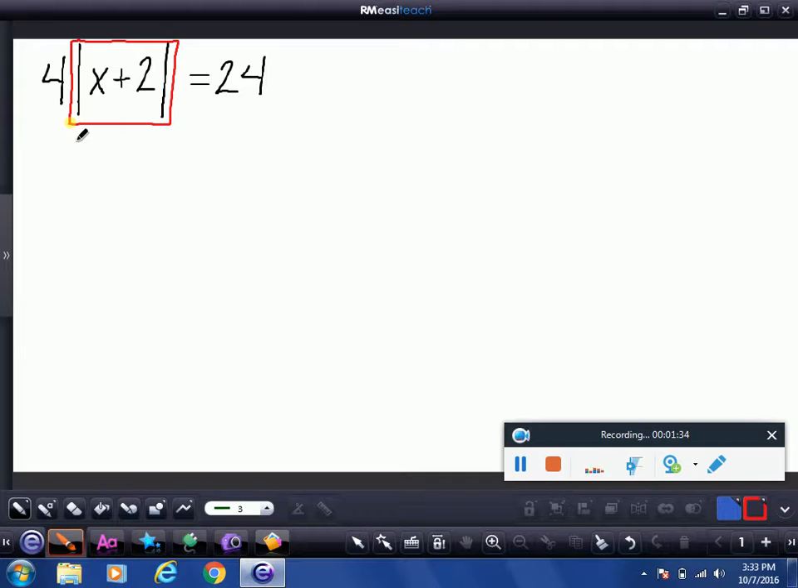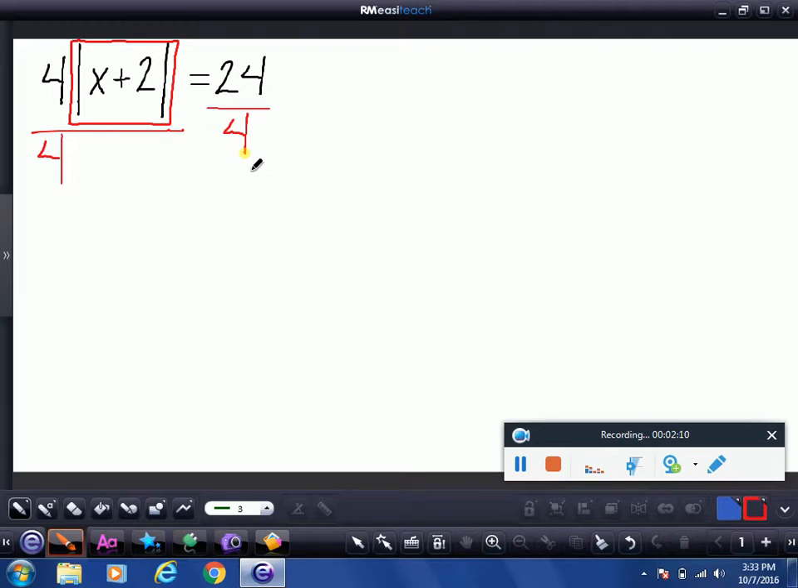What we do need to get rid of is that 4 that's kind of haunting us. The 4 is being multiplied to the absolute value. So we're going to do the opposite. The opposite of multiplication is division. So we will be dividing by 4. Now, if we divide by 4 on one side of the equation, we have to divide by 4 on the other side of the equation as well.